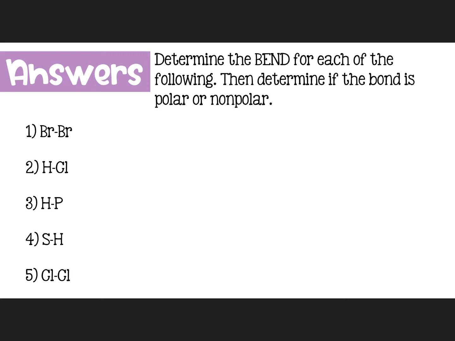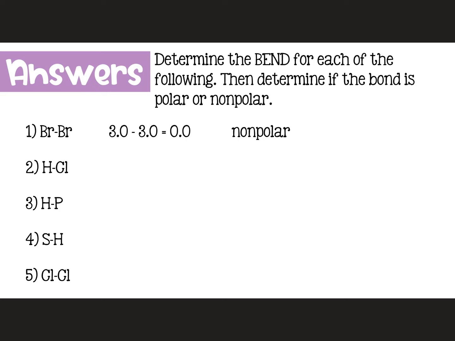If we look up bromine on the electronegativity table, we will see that it has an electronegativity of 3.0. So 3.0 minus 3.0 gives us 0. Because there is no electronegativity difference, the bromine molecule is nonpolar.